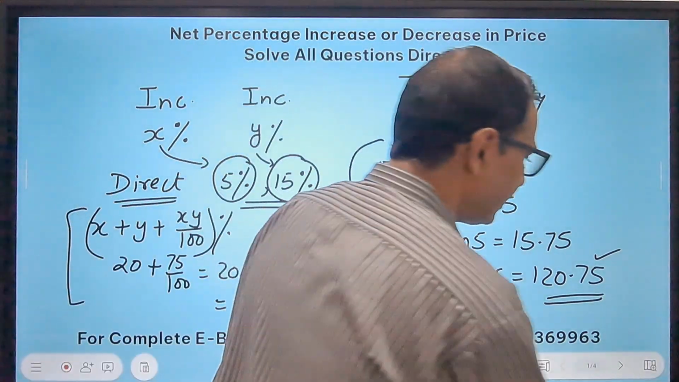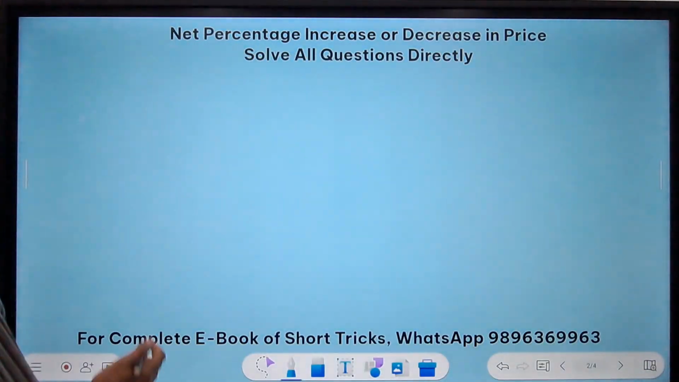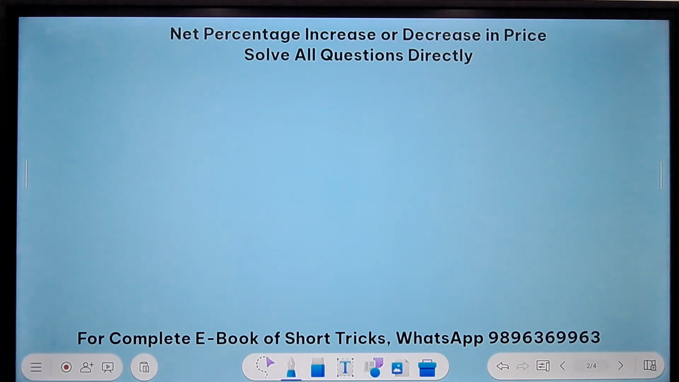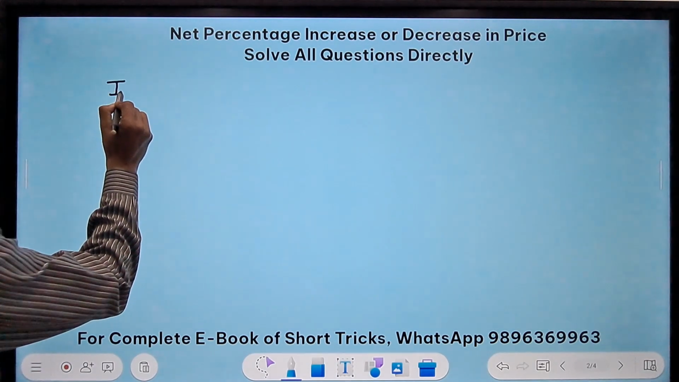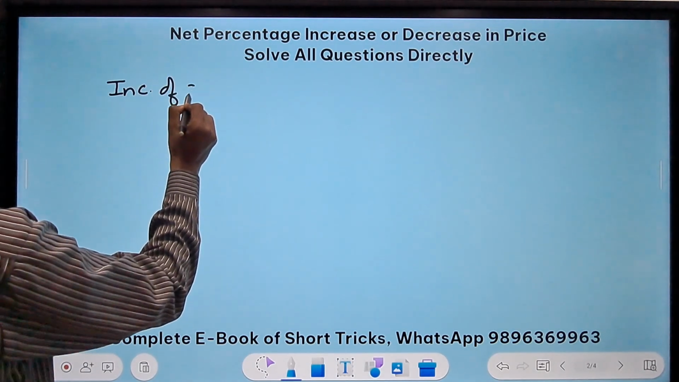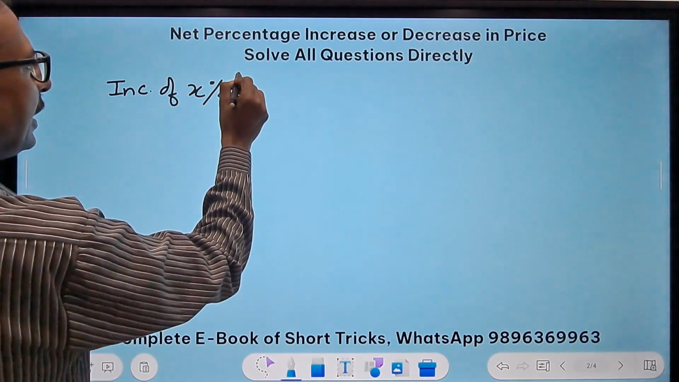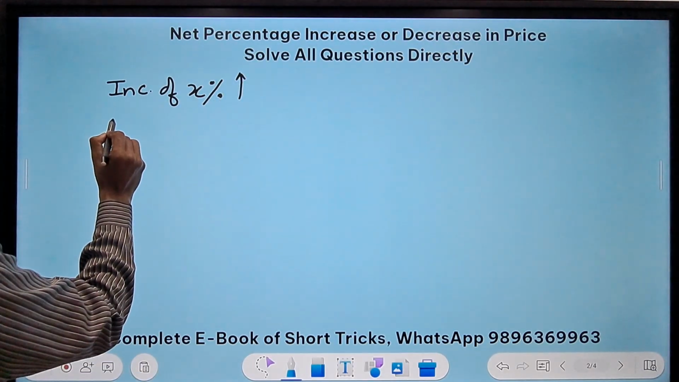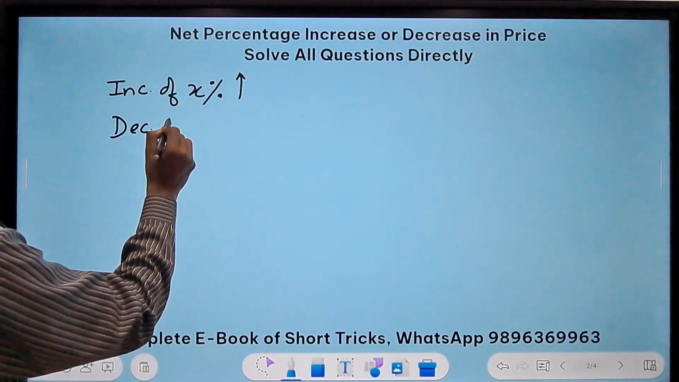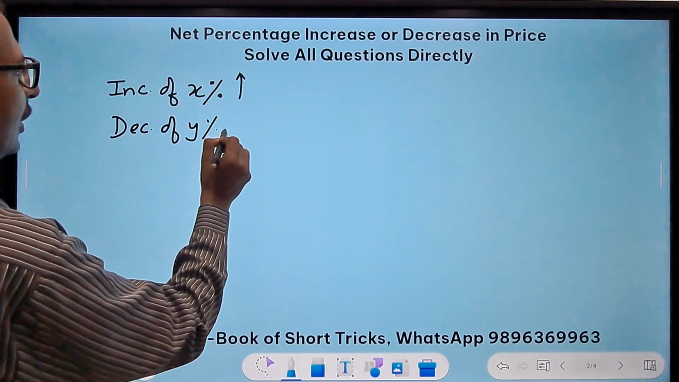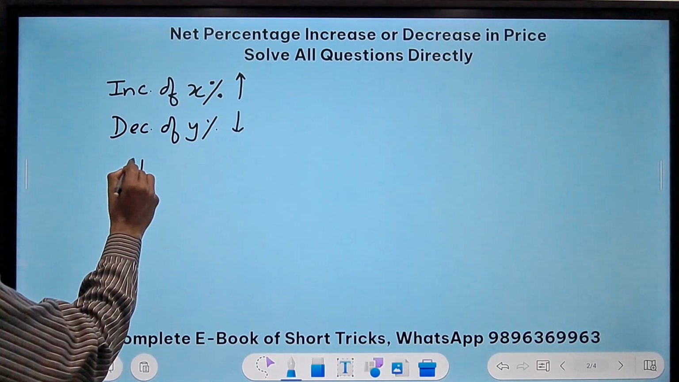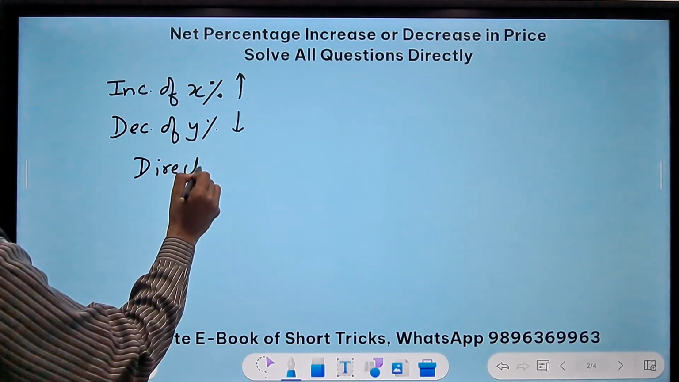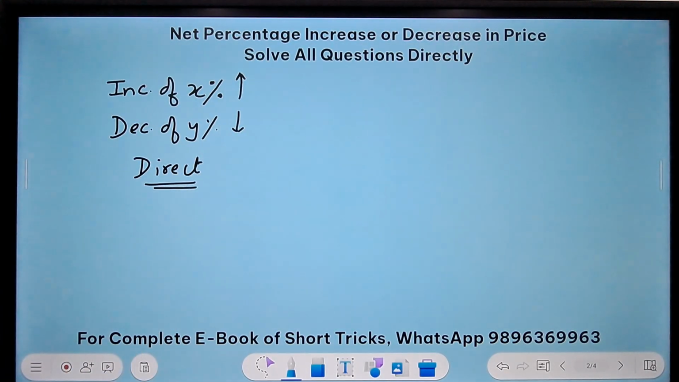Now let's vary the case. In the second case, I have the case where there is an increase of x%. So I'll mark up arrow, this is increase, and then there is a decrease of y%. Now let's see what happens through the direct method and through the traditional method. I'll do both.